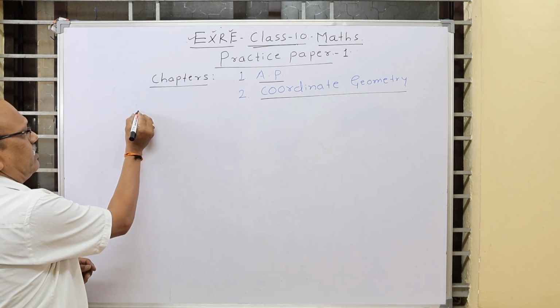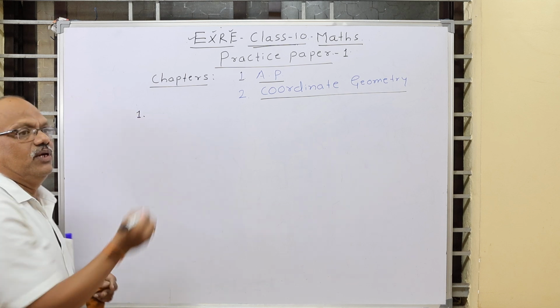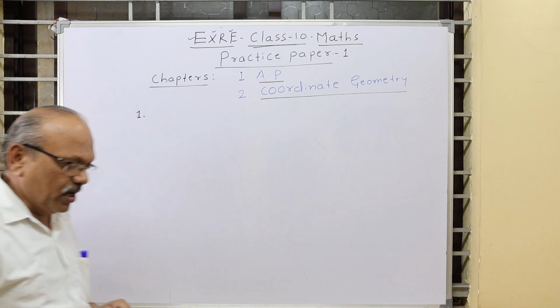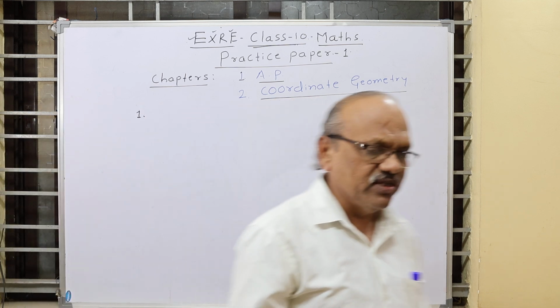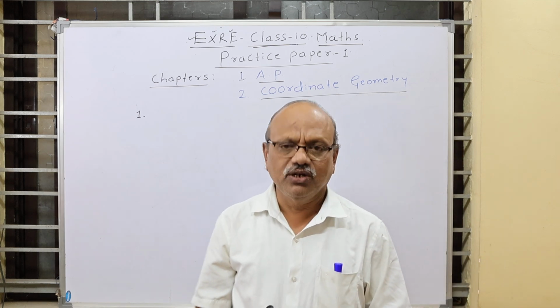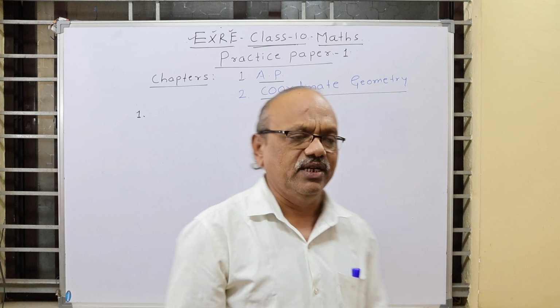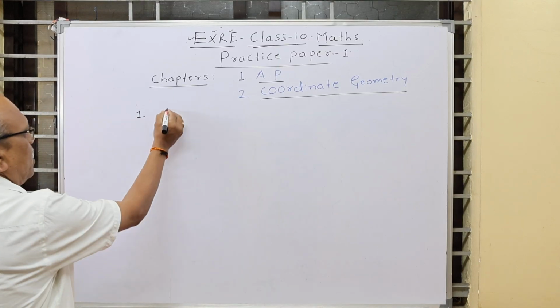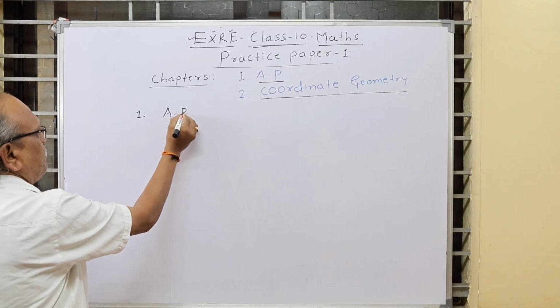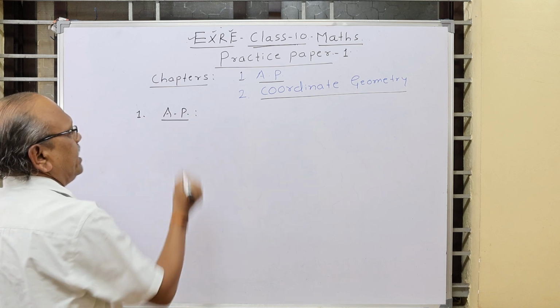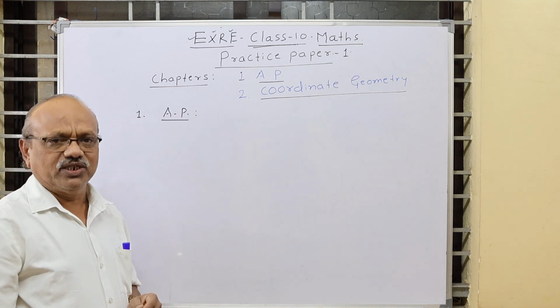You studied arithmetic progression. What is arithmetic progression? Arithmetic progression is a sequence in which the difference between any two consecutive terms is constant, and it is called an AP. You know already the definition of AP. In an AP, the difference between any two consecutive terms is constant.